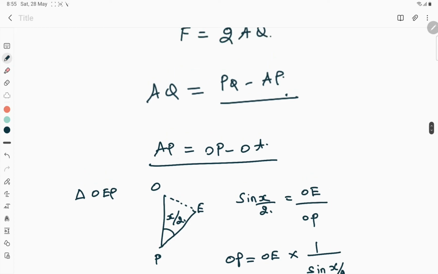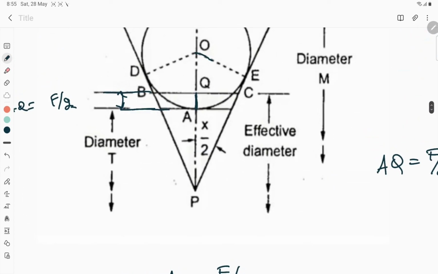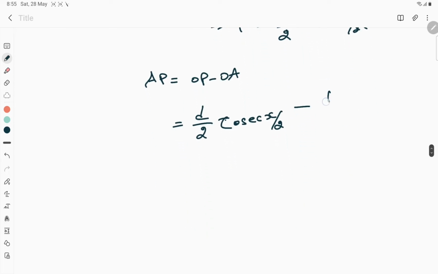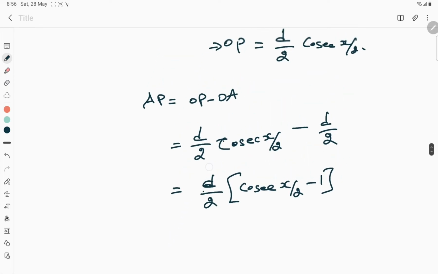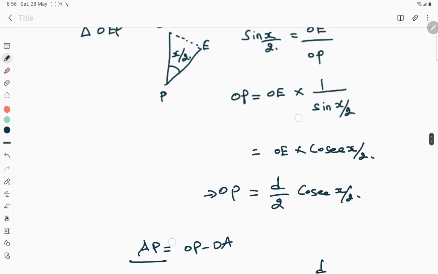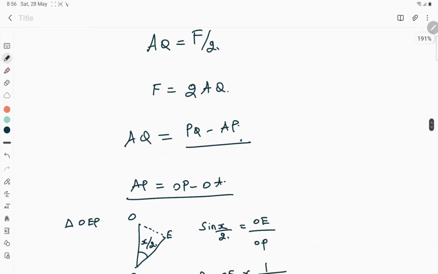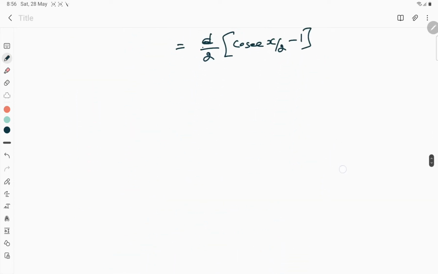OA, let's see what OA is from the diagram. OA is nothing but the radius of the wire, so it can be written as d by 2. Let us take d by 2 common: cosecant x by 2 minus 1. So this is the relation for AP. So we have found out what AP is. In order to find out AQ, we need PQ and AP. AP is done. Let us find out PQ with the help of another triangle.